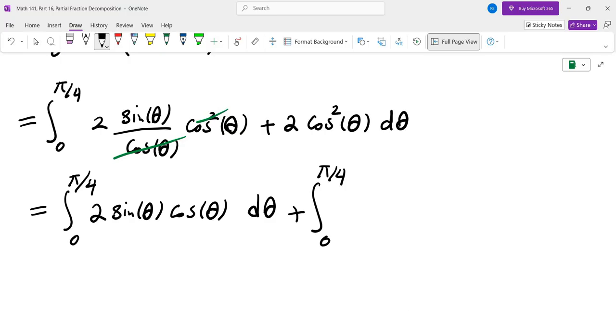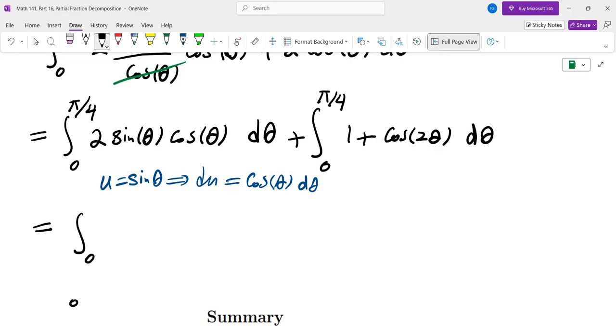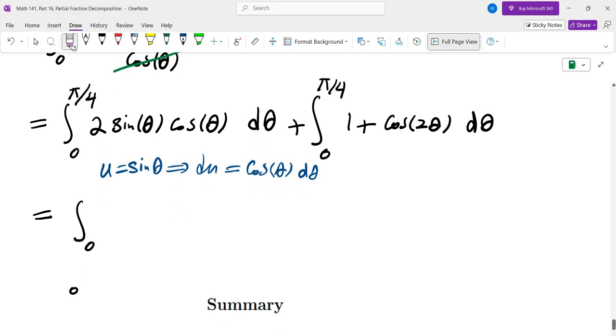How do we integrate 2 sine squared? We have to use the double angle formula, which is 1 plus cosine of 2 theta d theta. Now, for the first one, we'll have to use u substitution for either sine or cosine. We could use u equals sine of theta. That would tell us du equals cosine of theta d theta. So this gives us an integral. When theta is 0, u is 0. When theta is pi over 4, u is root 2 over 2.